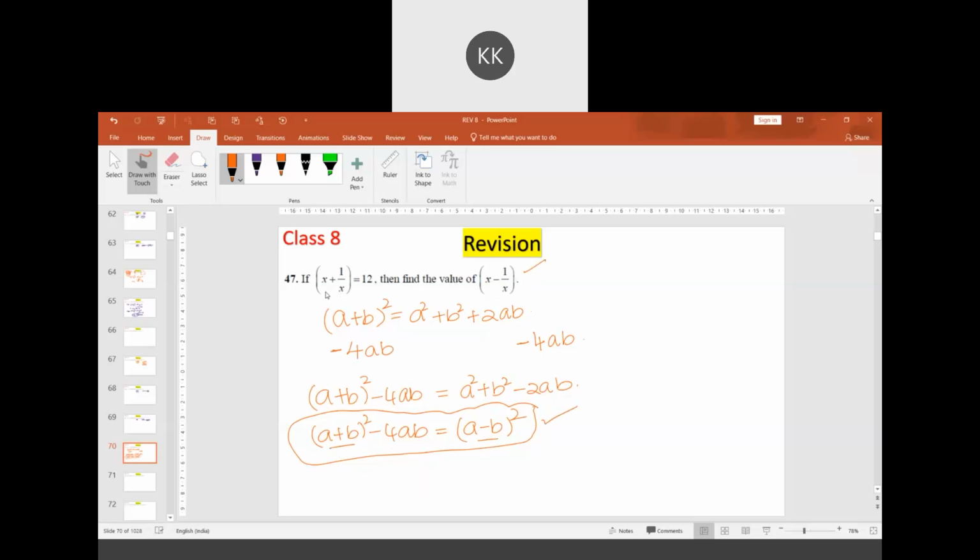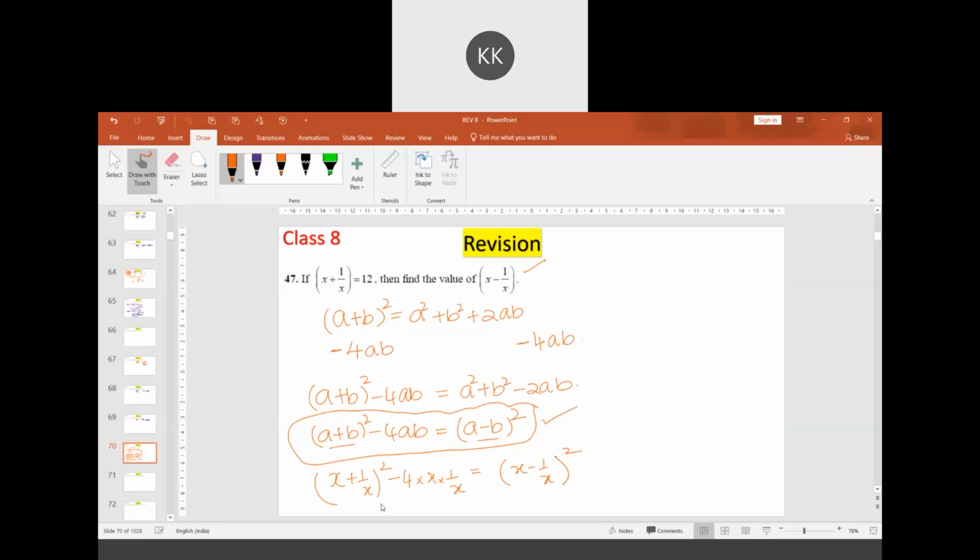If I know the value of a plus b, I can find a minus b also, isn't it? So x minus 1 by x whole square equals x plus 1 by x whole square minus 4 times x into 1 by x, which will be equal to x minus 1 by x whole square. This value is known to us.